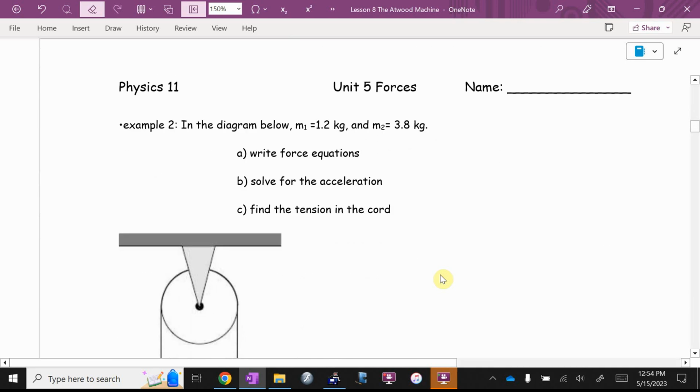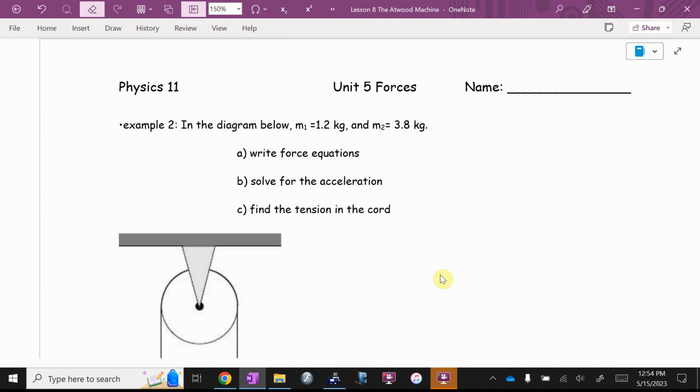All right. I like example 2. There's going to be an Atwood machine like example 2 on your test. I'll be that blatant. Here's what I mean. In the diagram below, M1 is 1.2 kilograms, M2 is 3.8 kilograms, and I'm not looking at my phone.